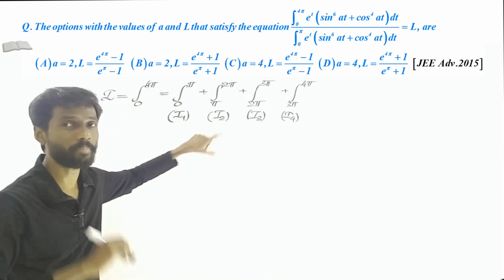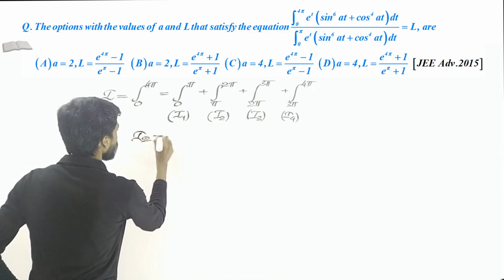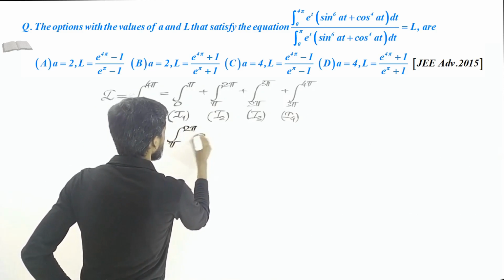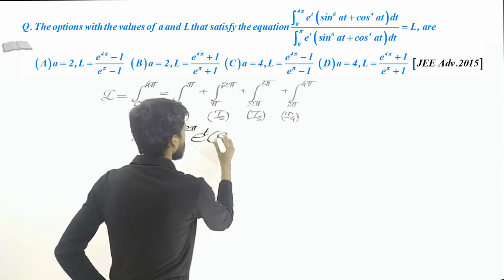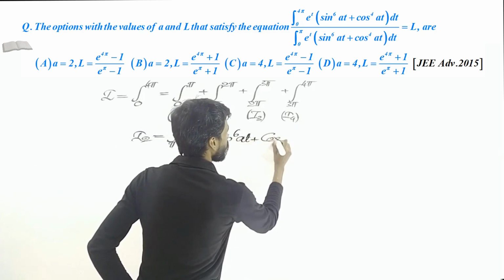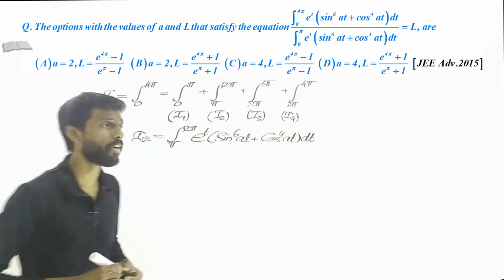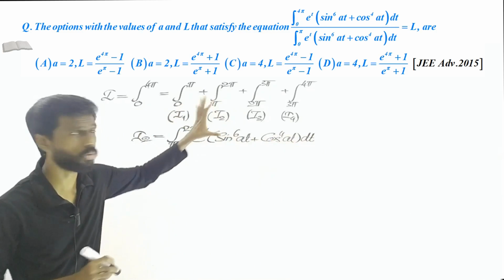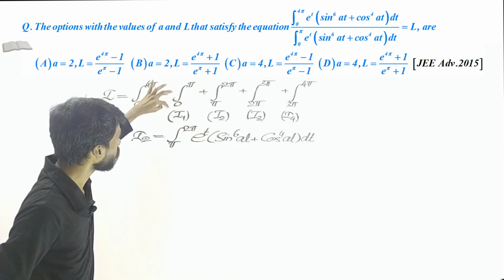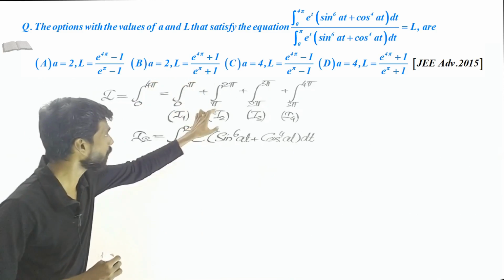Now I2 is simplified. Let's simplify I2. What is I2? That is this integral: pi to 2 pi of e to the power t, times sine to the power 6 at plus cos to the power 4 at, dt. So let us simplify this. We have to add these integrals, all four of them. To add two integrals, the limits should match, right? Here it is 0 to pi, here pi to 2 pi, so the limits are different.